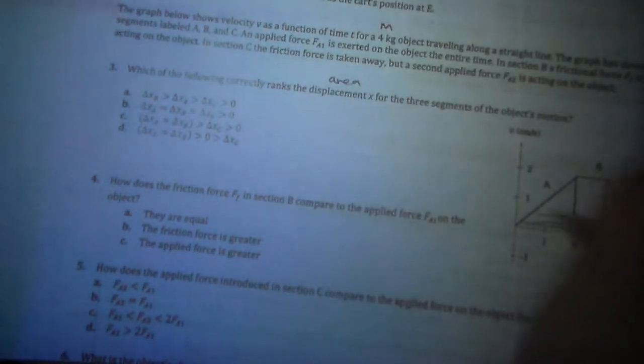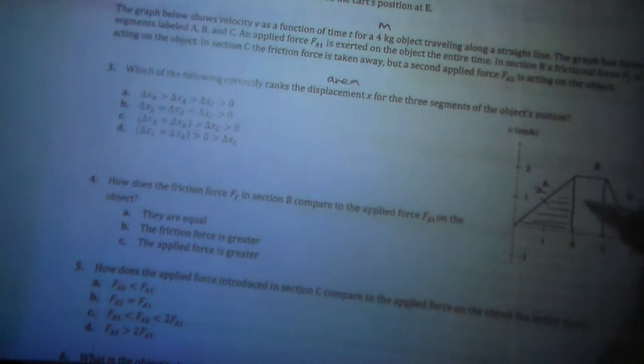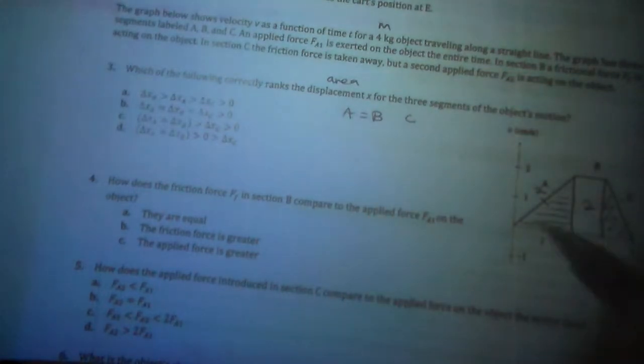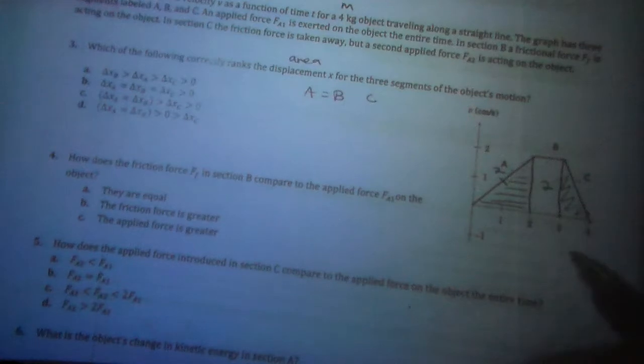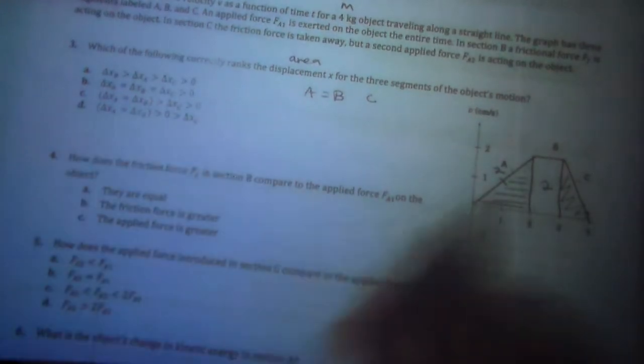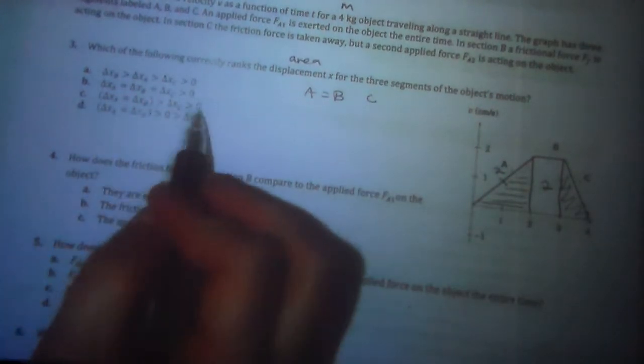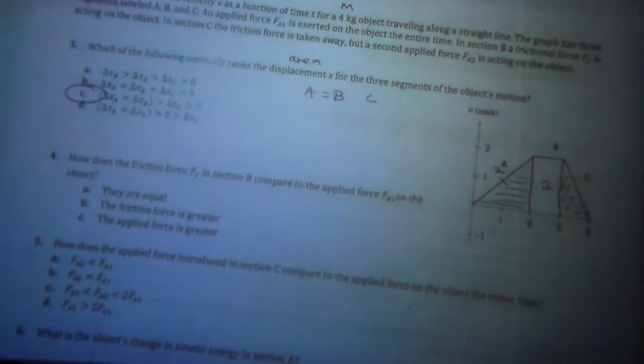So it looks like A, but let's just double check. 2 times 2 over 2 is 2. This one is 2 times 1, which is also 2. And then 3 is definitely less. So A and B are actually equal. And then C. And all of them are positive areas because none of them have a negative height below the x-axis. So A and B are equal, greater than C, all of them greater than 0. So C.